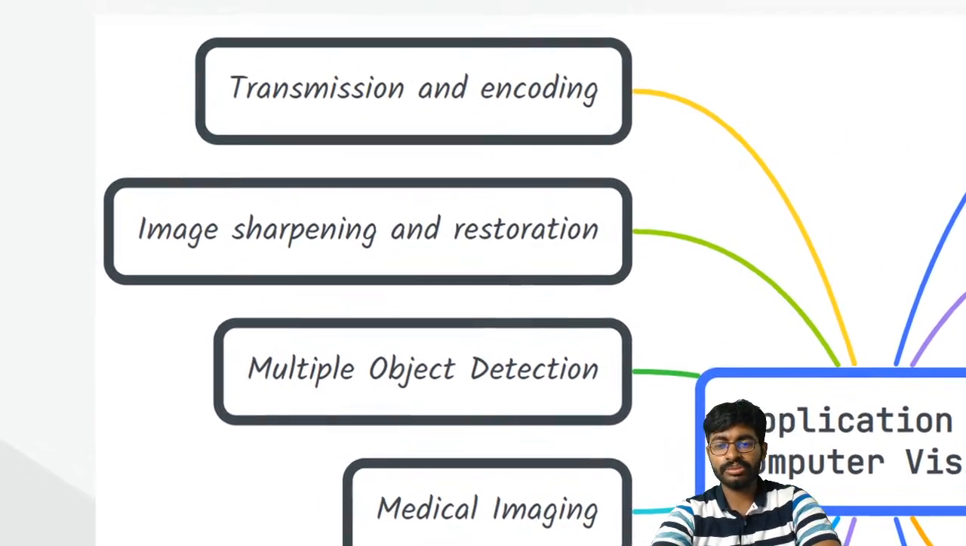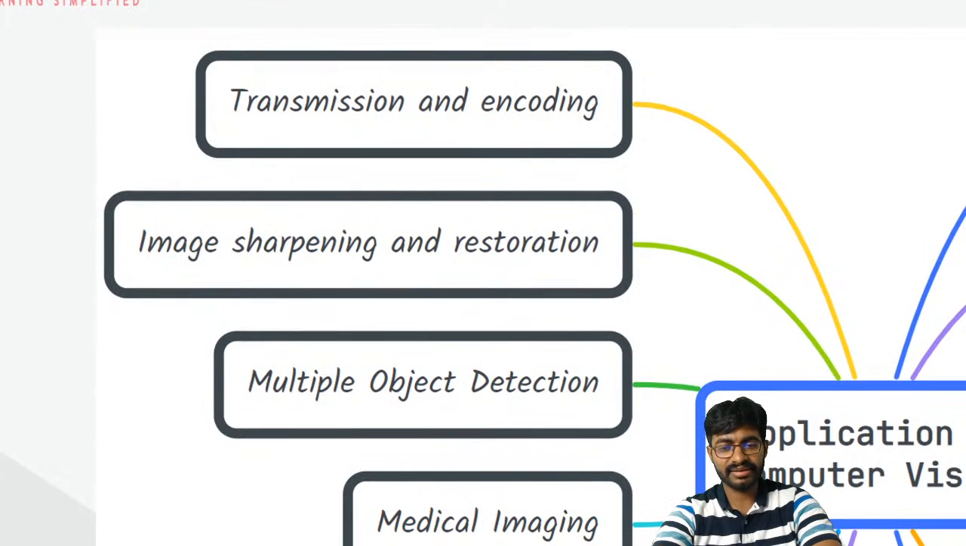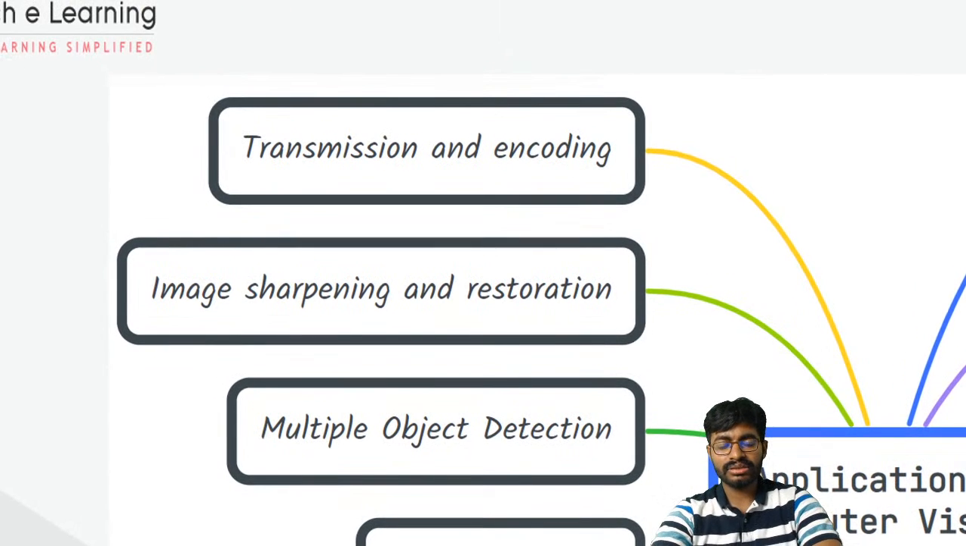Then the next one is image sharpening and restoration. Image sharpening is none other than this: if any of your old photos are damaged and you give them to a studio person, he will make them look like new. That improvement is called sharpening, and bringing it back to the normal look is known as restoration.